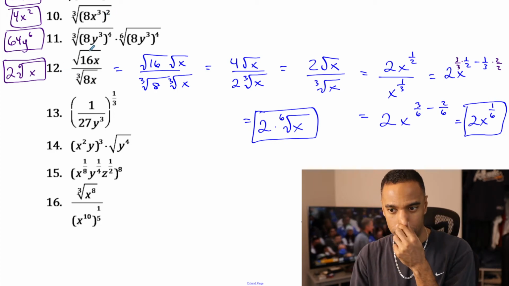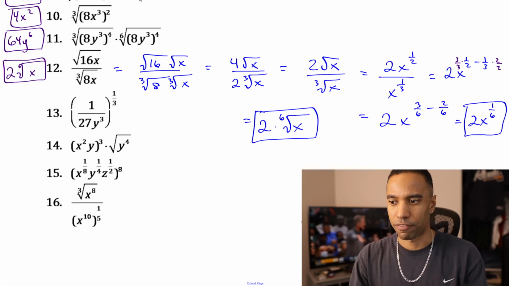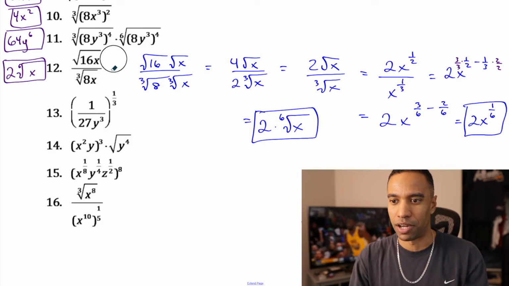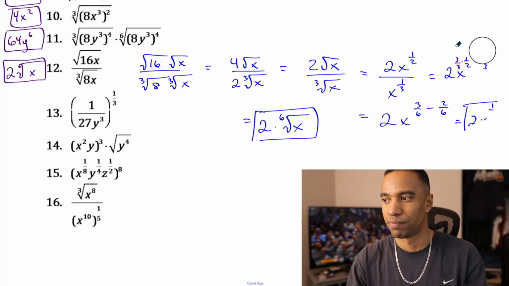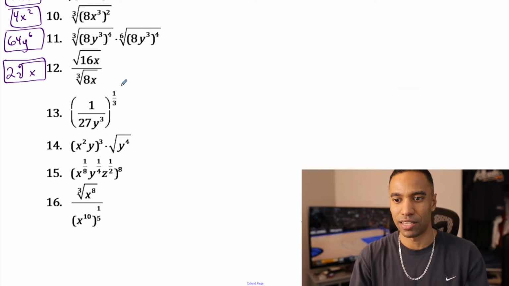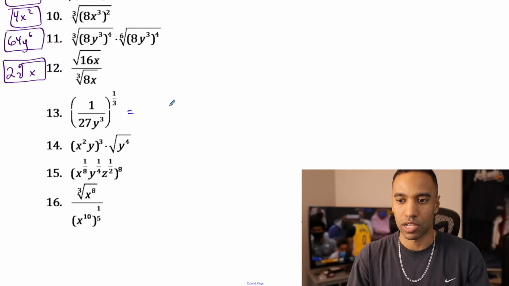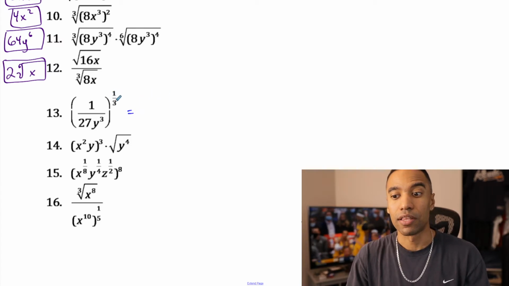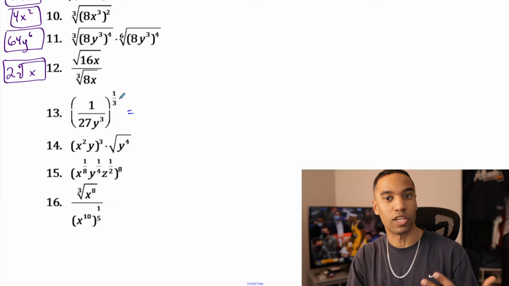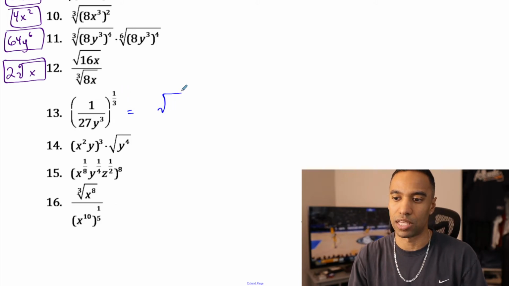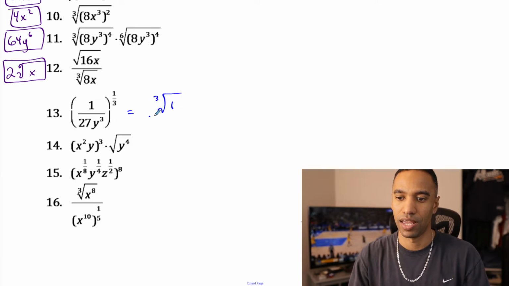Very level 2-esque. Now number 13, I could definitely see number 13 falling under level 1. Not saying it's as easy, but I think it's very achievable. That one on top is great. Now this is to the 1/3 power, which means it's also the cube root, right? So what are we going to do? We're going to take the cube root of the top and the cube root of the bottom.